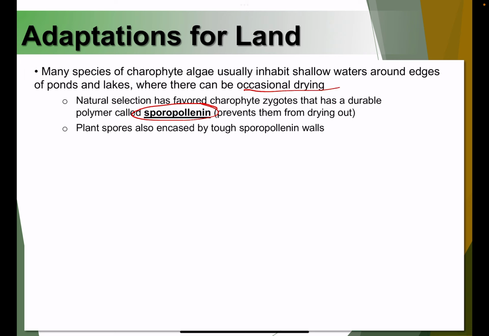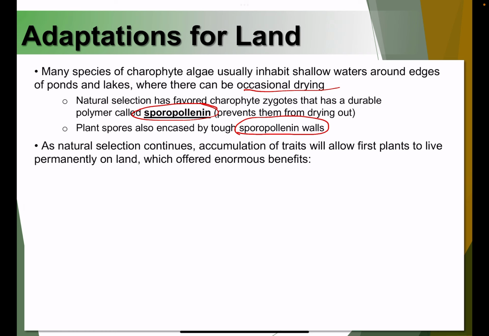Plant spores are also encased by tough sporopollenin walls. So that's another thing they share between algae and plants. This is a similar chemical adaptation that is also found in plant spores. As natural selection continues, accumulation of traits will allow the first plants to live permanently on land, which offers enormous benefits. We'll talk about all of these different adaptations that algae have to overcome to become our plants that live on land.